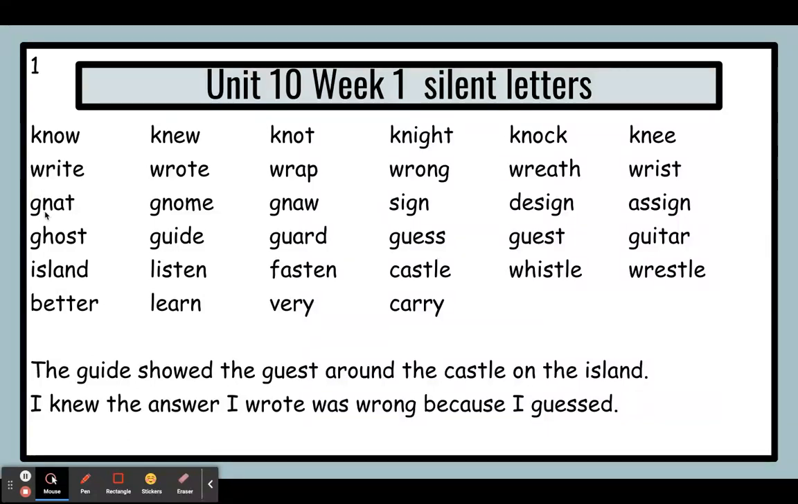We have GN. It's the same as KN. Whenever you see GN together, the G is silent, and we only hear that N sound. That could be at the beginning of the word, or at the end, or in the middle of a word as well. We have several silent letters that partner with a G, like GH and GU. We don't hear the H for this word, it's just the G sound. We don't hear the U for this word, it's just the G sound.